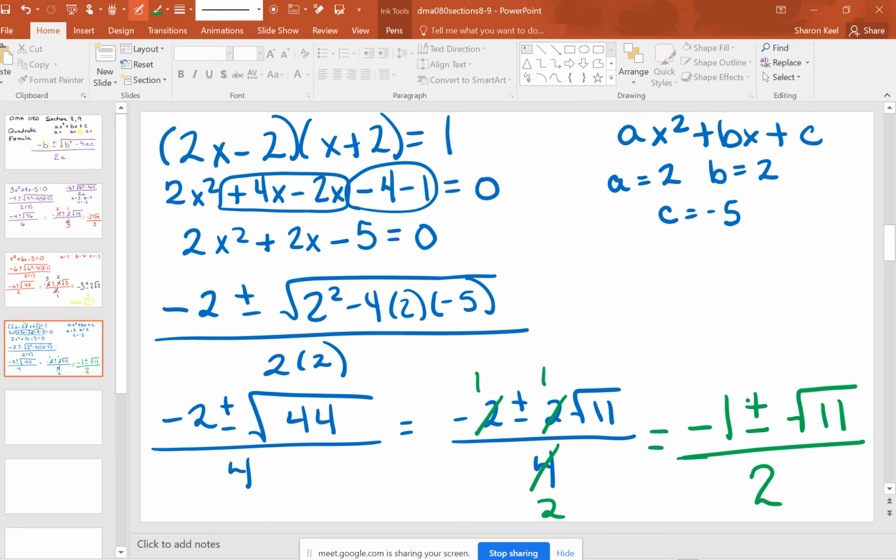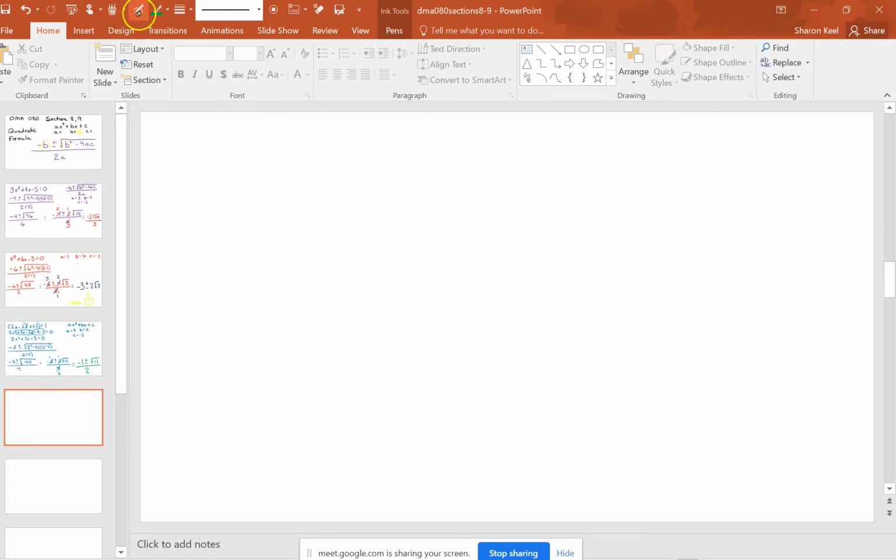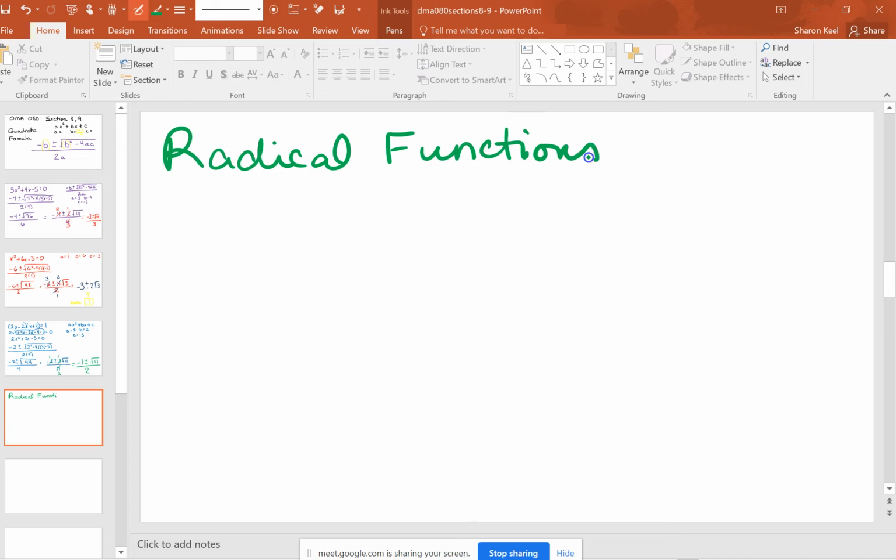And the very last thing I wanted to show you, in section 9, we talk about radical functions. I'm going to give you an example of what you're going to be looking at with radical functions. With a radical function, we're looking to find the domain of a relation. Remember, the domain are the x values.